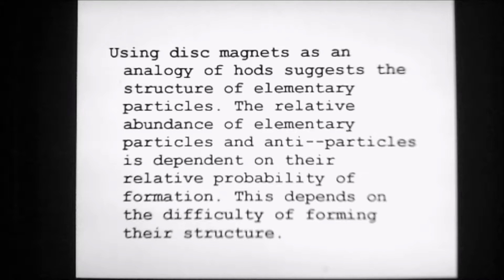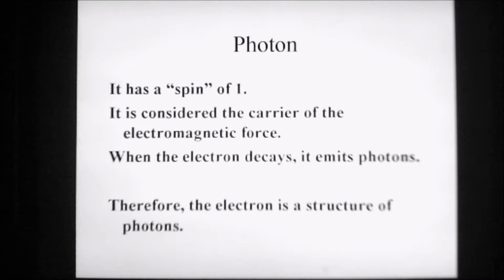Using disk magnets as an analogy of Hodge suggests the structure of elementary particles. The relative abundance of elementary particles and antiparticles is dependent on their relative probability of formation. This depends on the difficulty of forming their structure. A photon has a spin of 1. It is considered the carrier of electromagnetic force. When the electron decays, it emits photons. Therefore, the electron is a structure of photons.